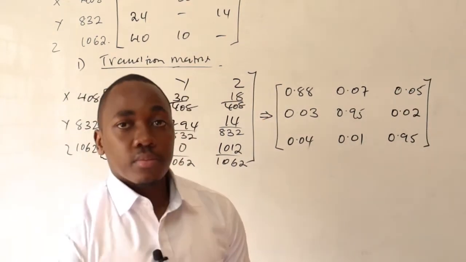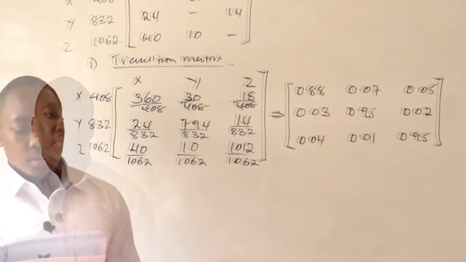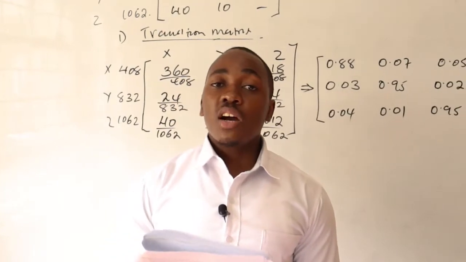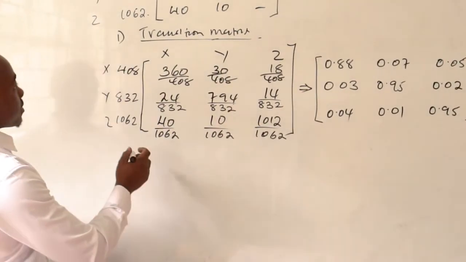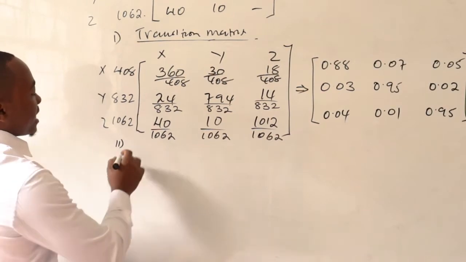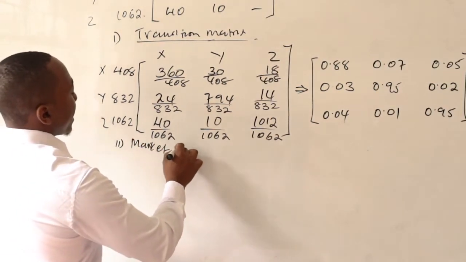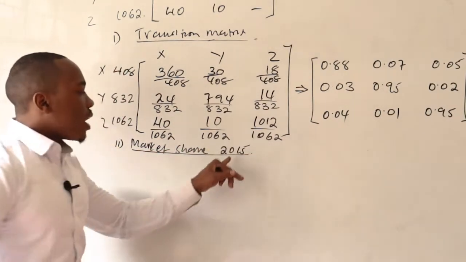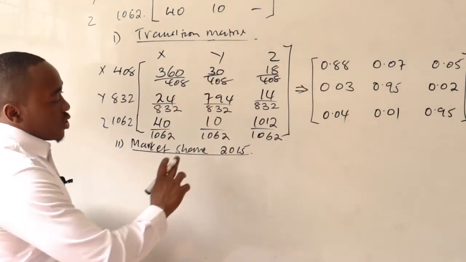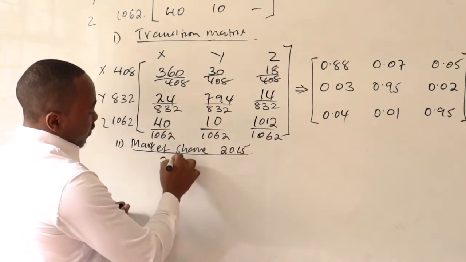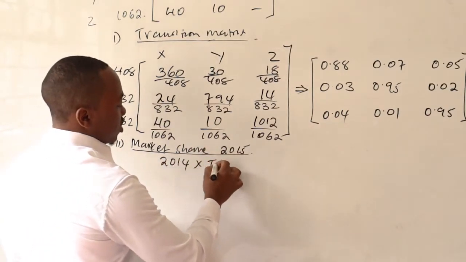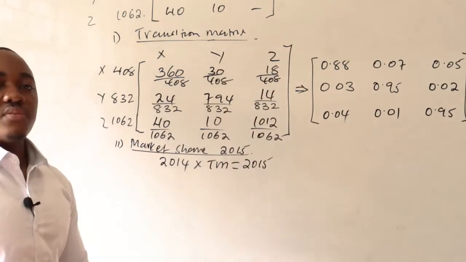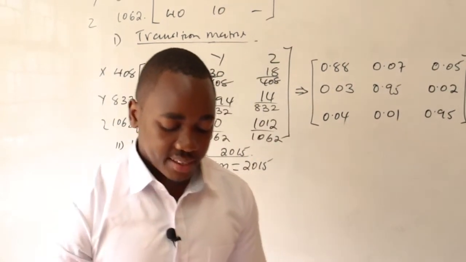Now let me go to number 2 of the question. You estimate each firm's market share for 2015. Now, how can you get the market share for 2015? To get 2015, you take 2014 times the transition matrix.